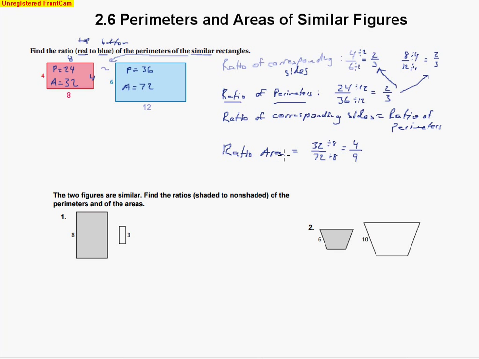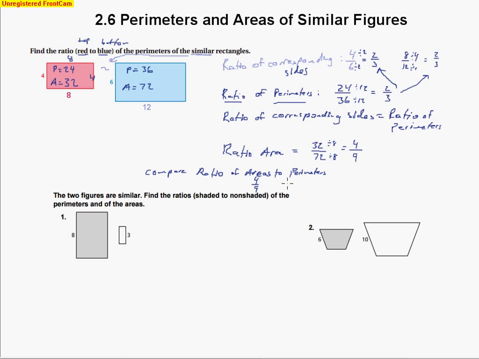So let's compare the ratio of areas to perimeters and see what we can find out here. If we look at the areas, it's 4 to 9.